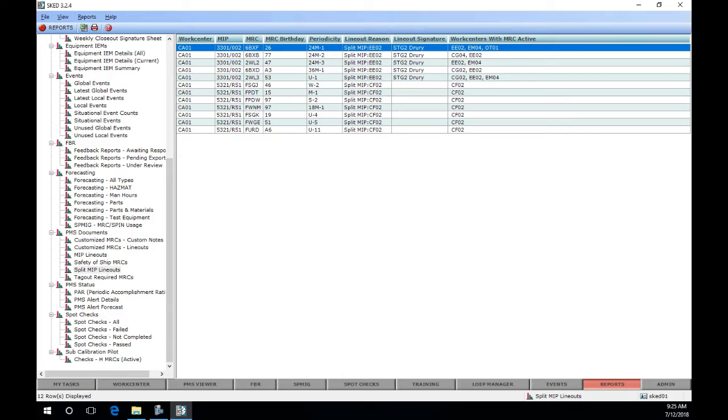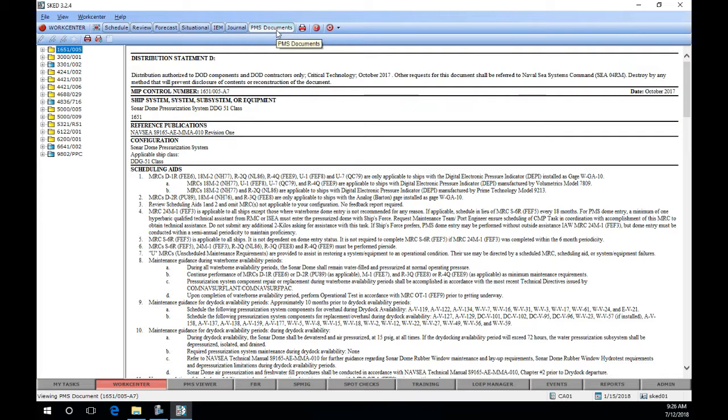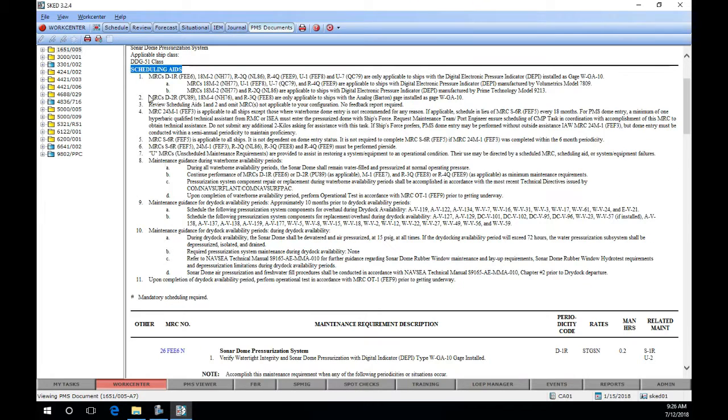When reviewing the remaining lineouts, start with the first scheduling aid used on the MIP as a lineout reason and verify its accuracy by reading the details of that scheduling aid. For example, we will review MIP 1651/005 for work center CA01. This MIP has 11 scheduling aids.